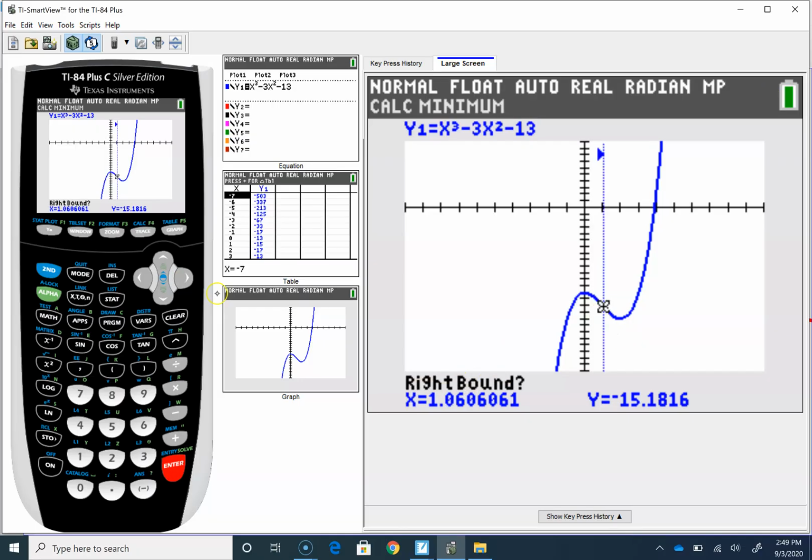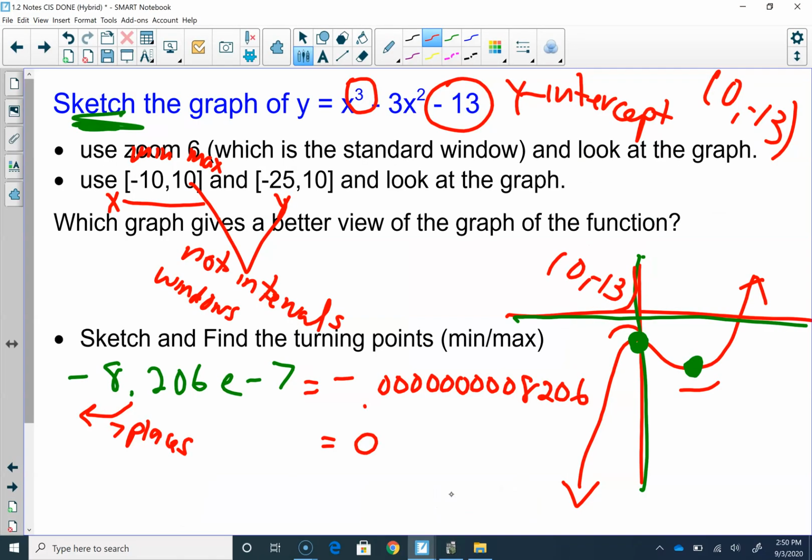And then it says right bound. So I need to move this to the right of the minimum. Push enter. I do not want to guess, so I'm going to push enter. And this minimum is 2. And again, if you have to round with all those zeros, this is just going to round to 0. So 2, negative 17 is the minimum. So there we go with our complete graph with the local max and the local min on there for you.